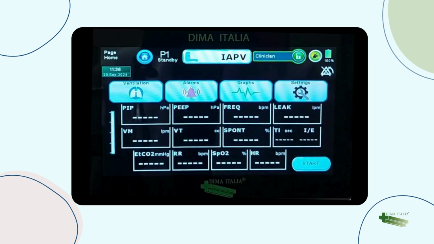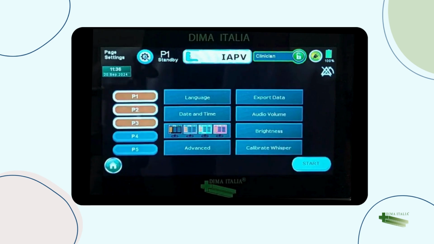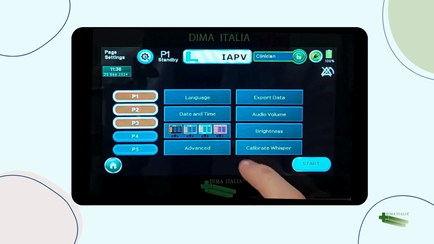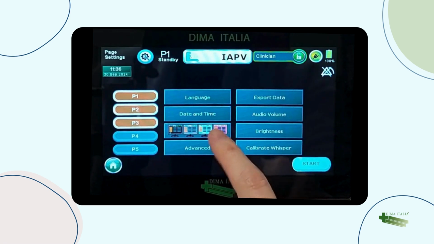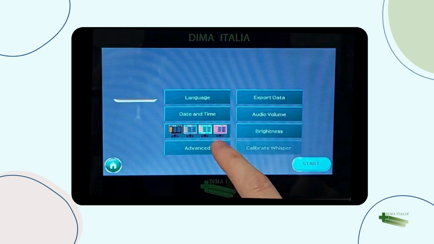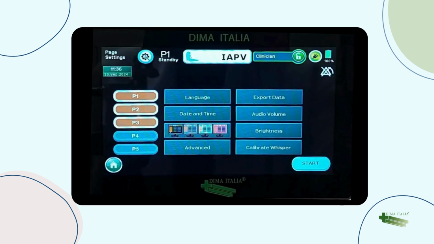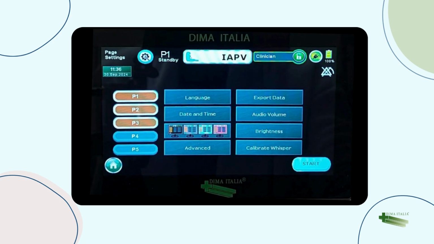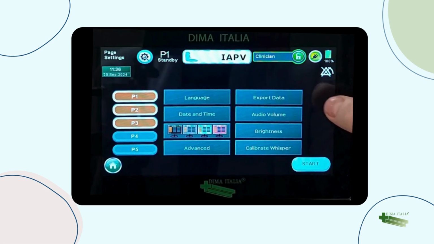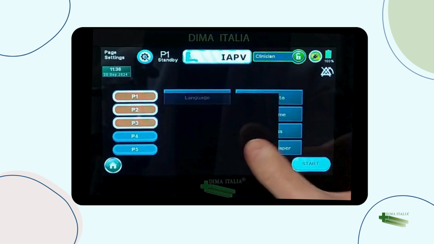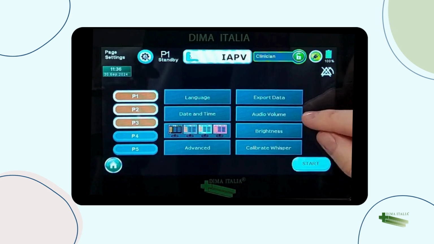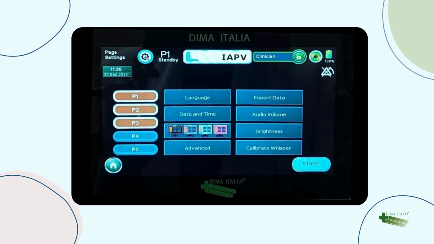Now let's have a look at the settings menu. Here you can change the language, date and time, and the screen color, like this. Then when you need to download the therapies done and stored on the device, you use the export data button, which allows you to choose the desired mode for exporting data. With these 2 buttons, volume and brightness, you can change the volume and the brightness of the screen.